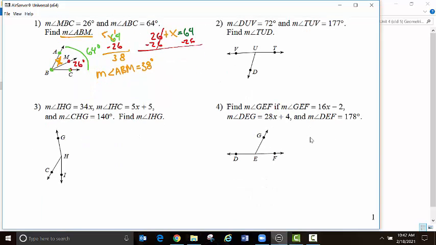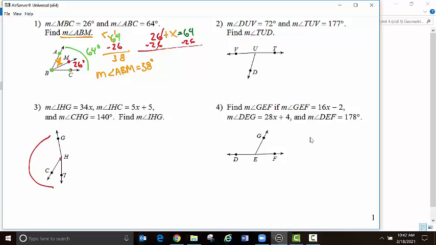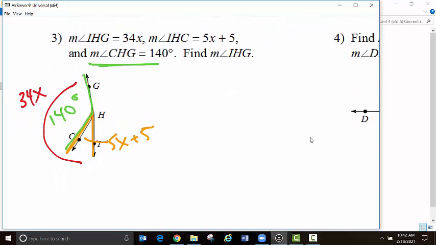Okay? I'm going to set you up for 3, and then I'm going to do one on the back for you and then let you work with your group. Let's look at 3. Always fill them in. The measure of IHG, this much, is 34x. The measure of IHC, this much, is 5x plus 5. 5 times some mystery number plus 5. And CHG is 140. Here's the thing that you need to use, and I don't know why it wasn't on the notes. Another teacher took it off.